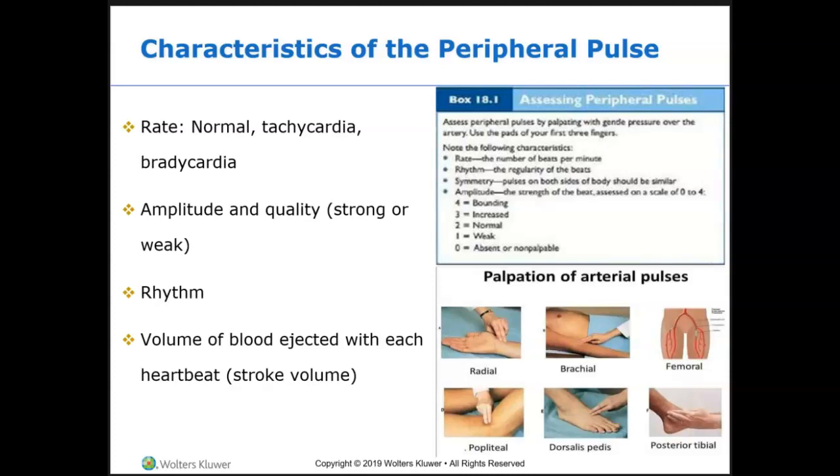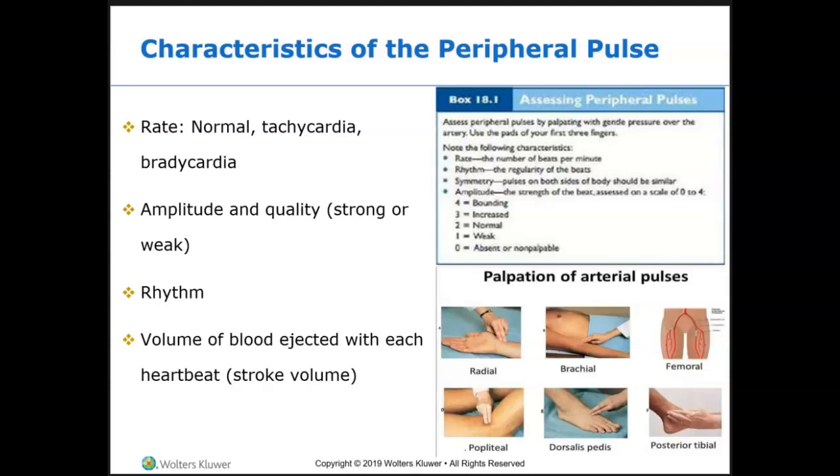So you want to assess the strength of the pulse. Is the pulse bounding? Is it weak? You also want to assess the rhythm of the pulse. Is it a regular rhythm? Boom, boom, boom, boom. Or is it irregular? Boom, boom, boom, boom, boom, boom, right? An irregular rhythm occurs with pauses between the beats as well as unequal intervals between beats.